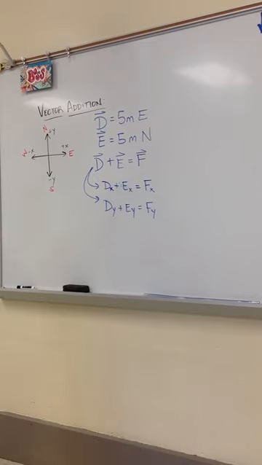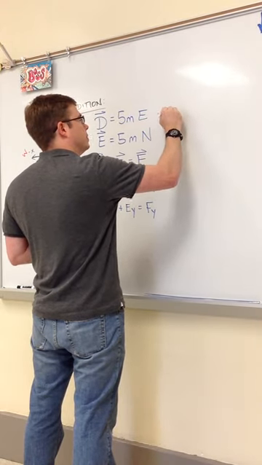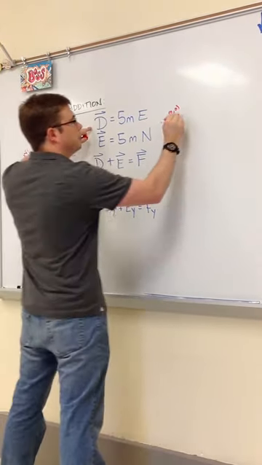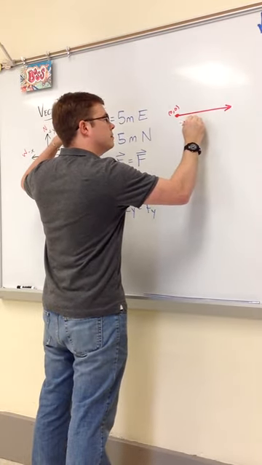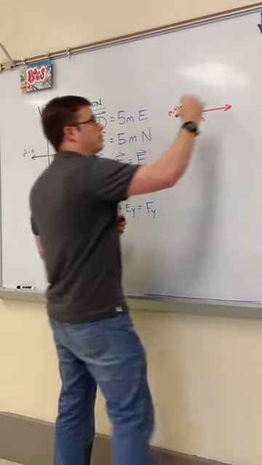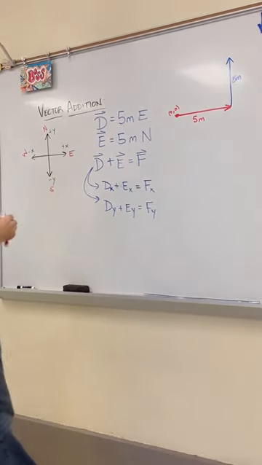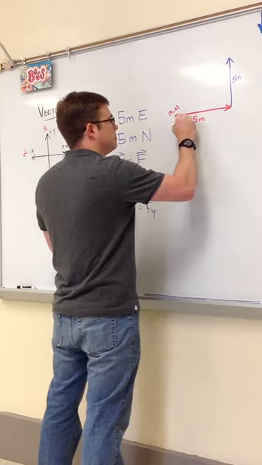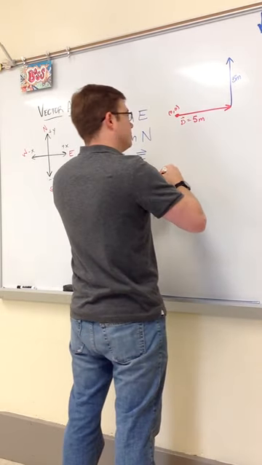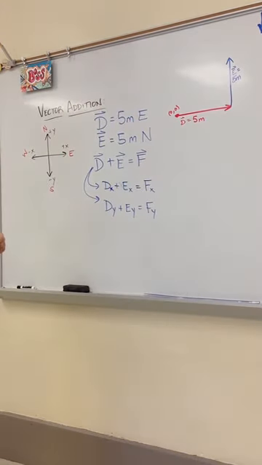Because if you want to visualize it, which you should get comfortable at some point with drawing a vector diagram, really, this is what we have. Here's my starting point, 0, 0. D goes 5 meters east. E goes 5 meters north. So this would be D. This is E. F is the addition of the two.